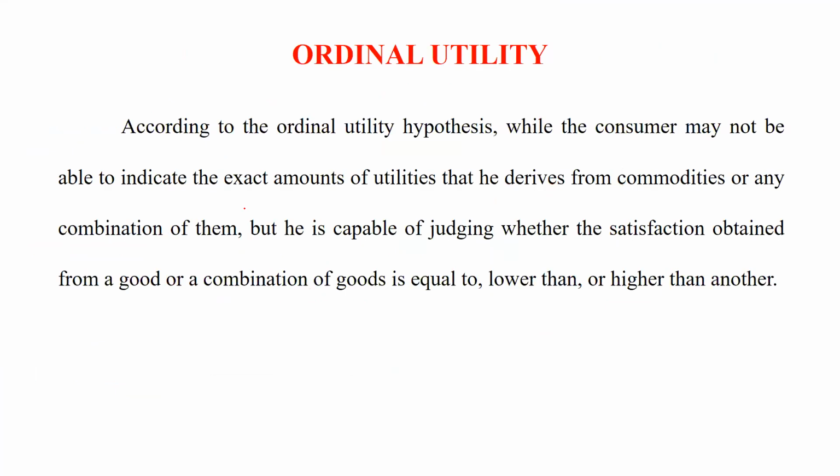Then we come to ordinal utility. I had already explained cardinal utility. Ordinal means order, right? According to this ordinal utility hypothesis, while the consumer may not be able to indicate the exact amount of utility he derives from the commodities or any combination of them, he is capable of judging whether the satisfaction obtained from a good or a combination of goods is equal to, lower than, or higher than another.